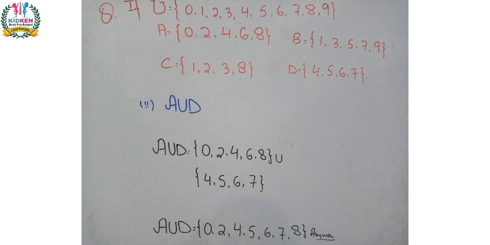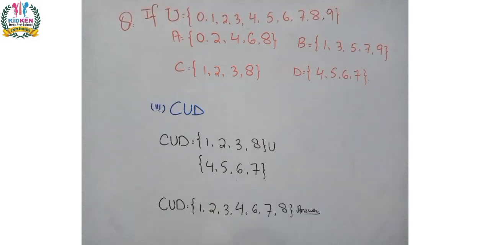A has values 0, 2, 4, 6 and 8 and D has values 4, 5, 6 and 7. So again we can write them together in the form of one set. So A union D has 0, 2, 4, 5, 6, 7 and 8 and this is the final solution of A union D. Next part of this question, C union D. C has values 1, 2, 3 and 8 and D has values 4, 5, 6 and 7. So C union D has values 1, 2, 3, 4, 5, 6, 7 and 8.